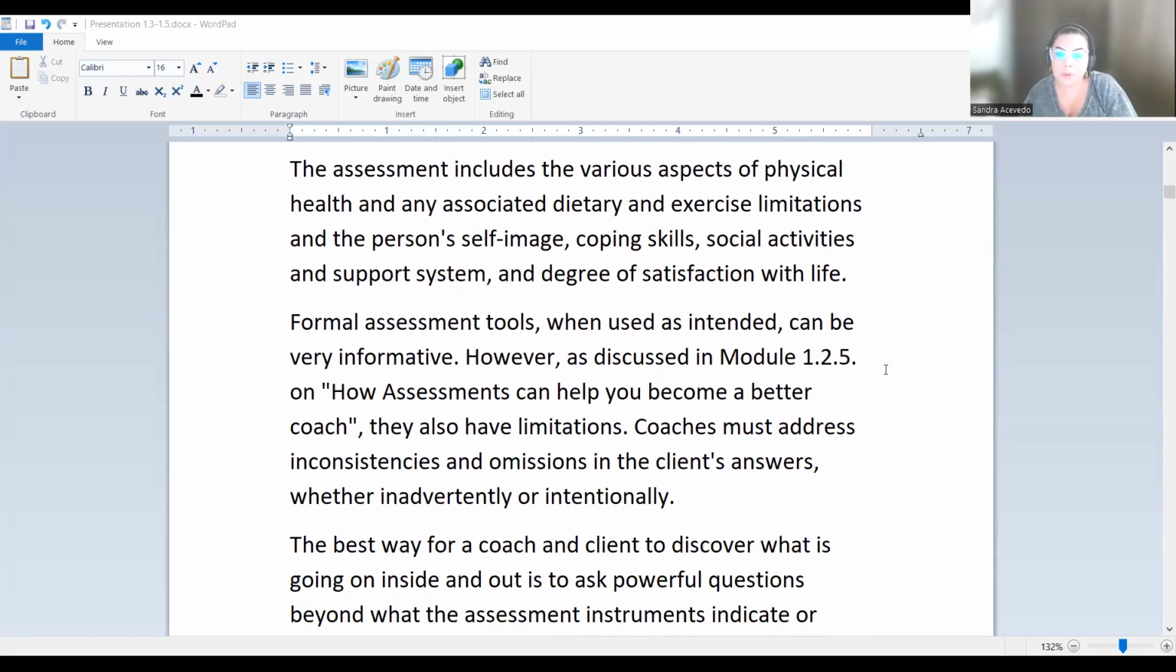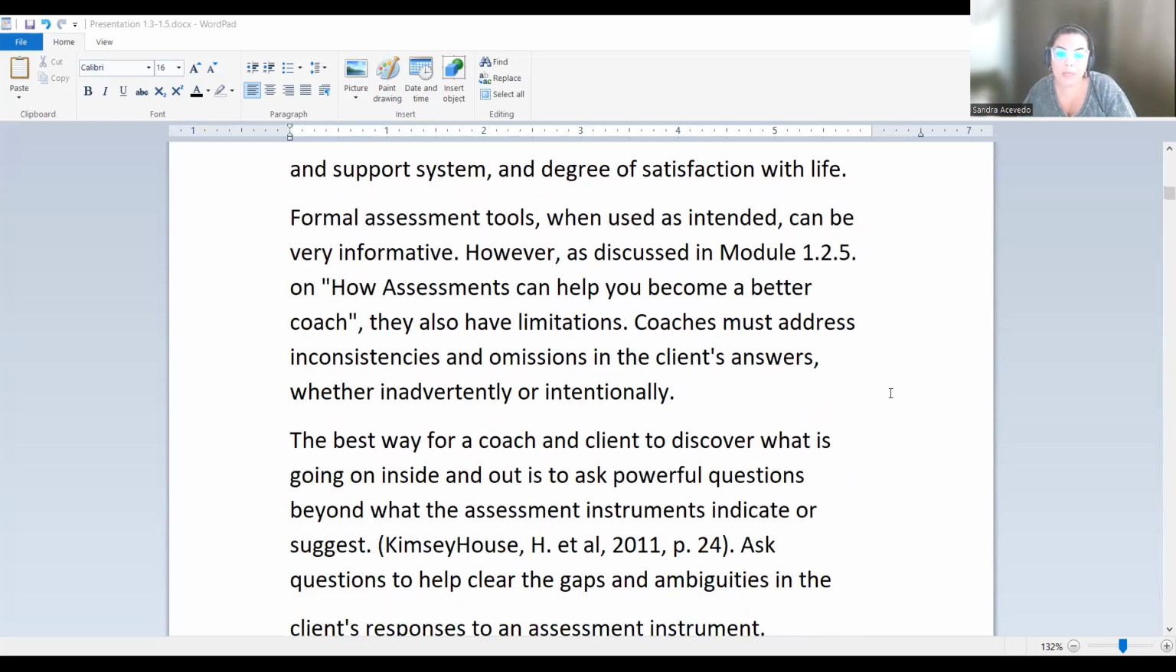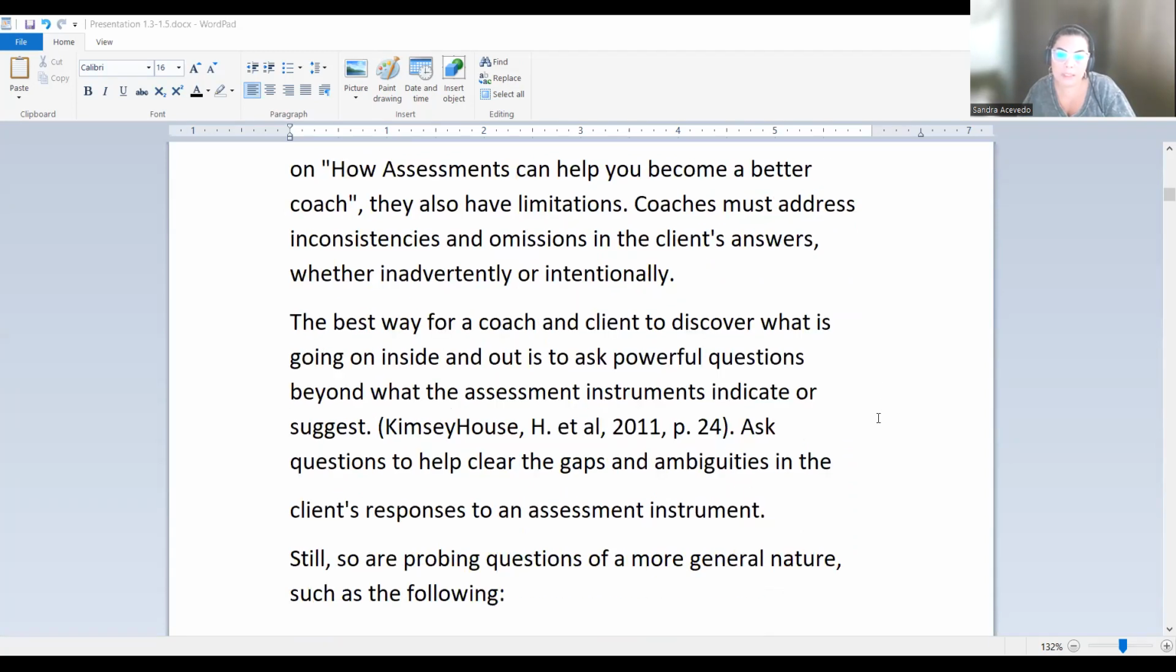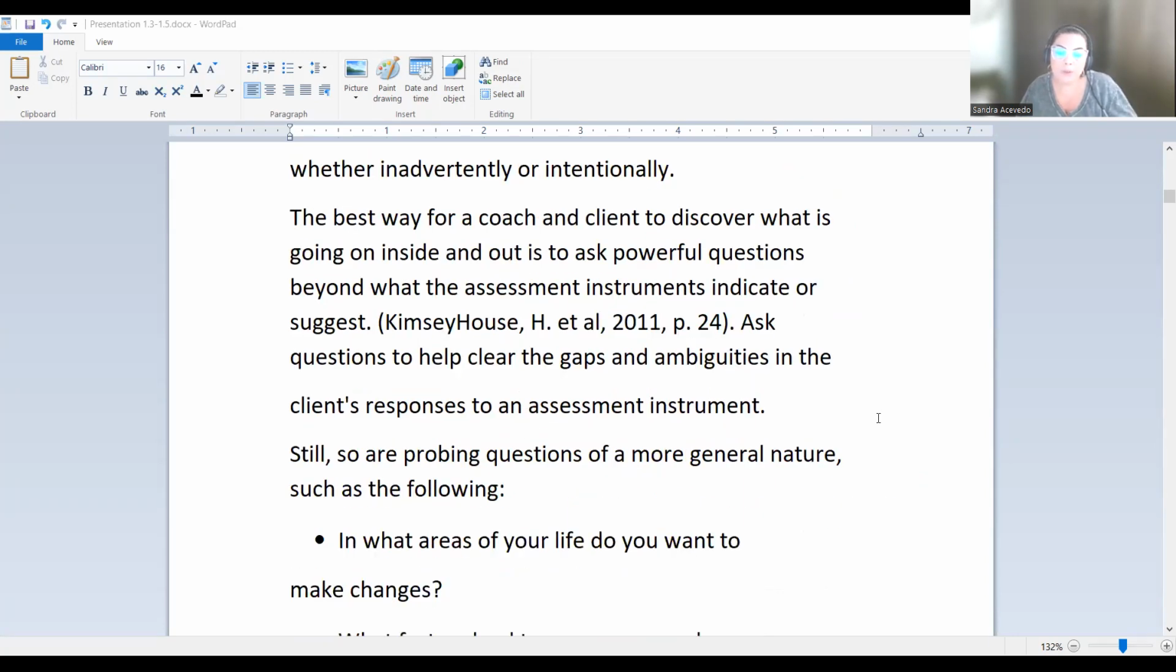Formal assessment tools, when used as intended, can be very informative. However, as discussed in Module 1.2.5 on how assessments can help you become a better coach, they also have limitations. Coaches must address inconsistencies and omissions in the client's answers, whether inadvertent or intentional. The best way for a coach and client to discover what is going on inside and out is to ask powerful questions beyond what the assessment instruments indicate or suggest. Ask questions to help clear the gaps and ambiguities in the client's responses to an assessment instrument.